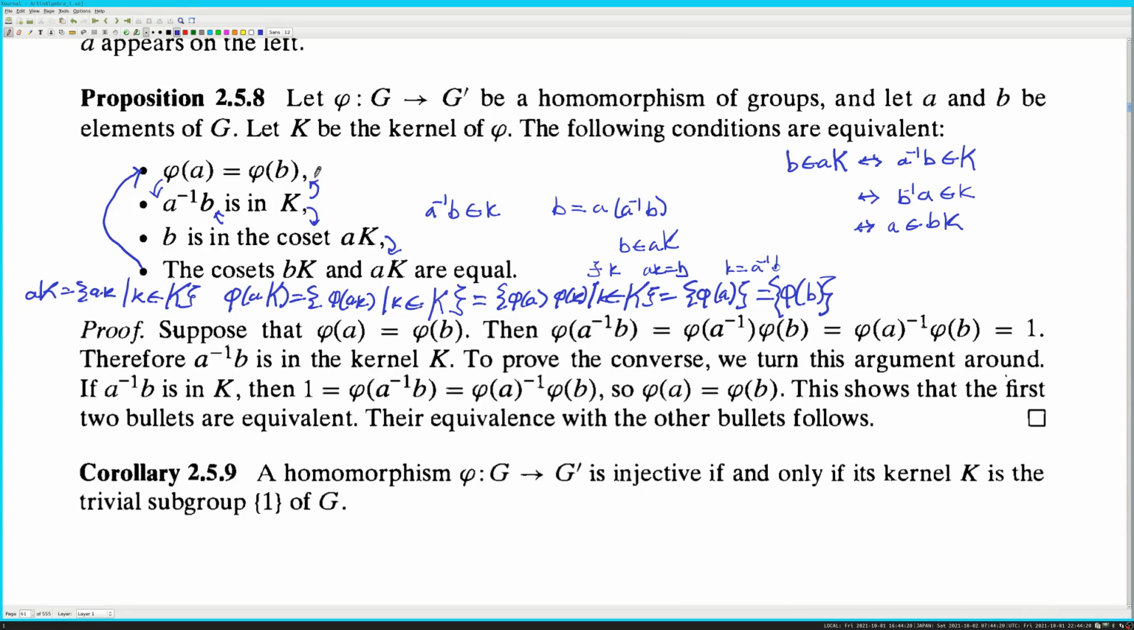To prove the converse, we turn this argument around. If a inverse b is in K, then 1 is equal to phi of a inverse b. So you have 1 is phi of a inverse times phi of b, and you multiply by phi of a, so you get phi of a is equal to phi of b. This shows that the first two bullets are equivalent. Their equivalence with the other bullets follows, but okay, so I had to prove it, he didn't prove it.